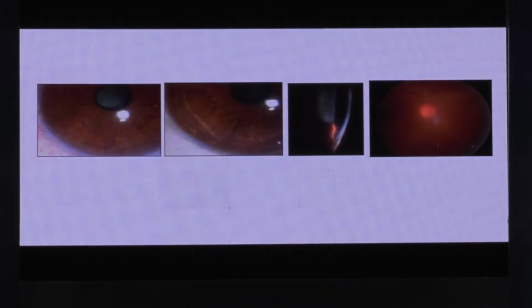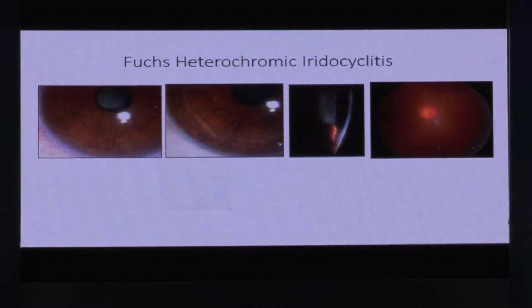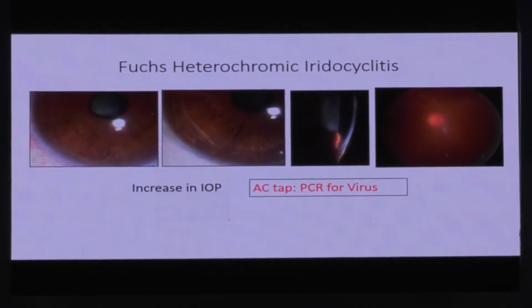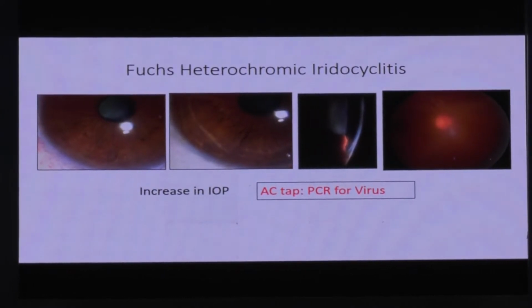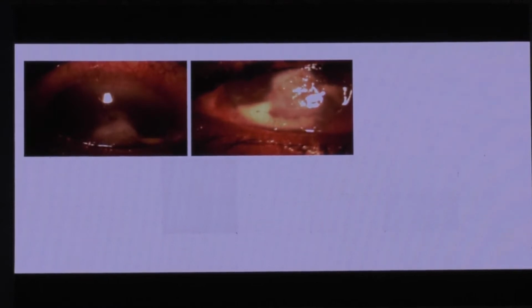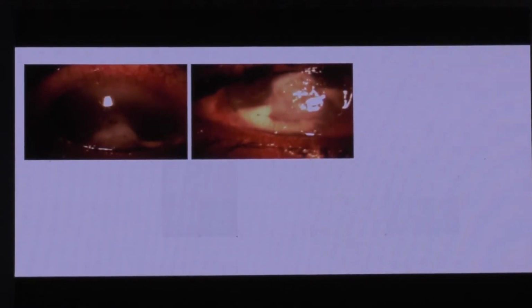This is another patient with Fuchs heterochromic iridocyclitis, in which we otherwise do not do any other investigations. But if this is associated with increase in intraocular pressure, it is important to tap these eyes to look for viruses.